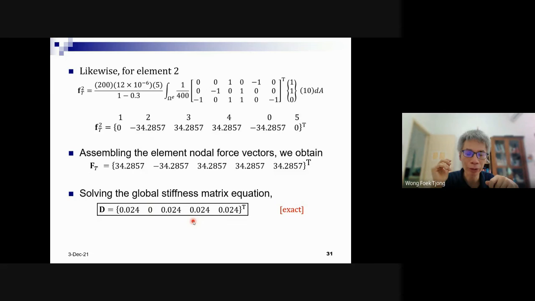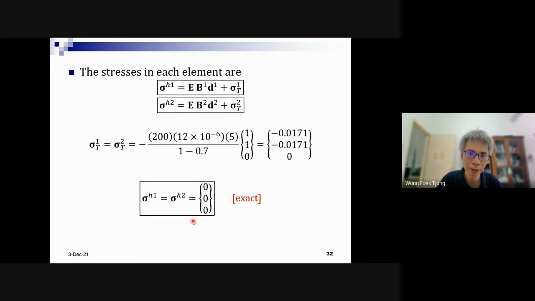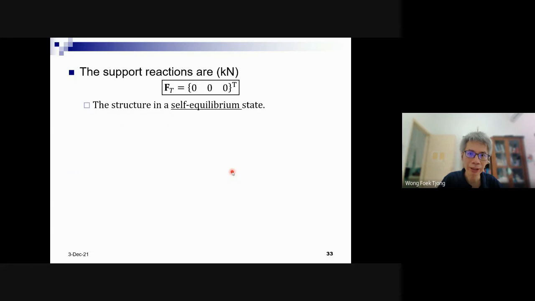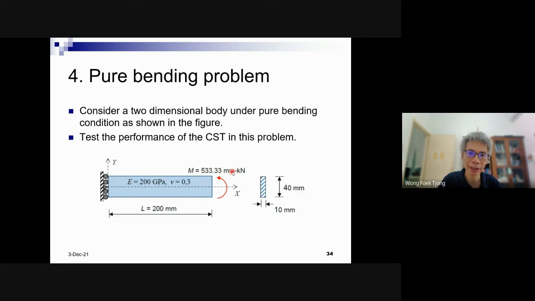perfectly. So we can conclude that CST works perfectly for pure tension, pure shear, and temperature change, uniform temperature change. Okay, so this is the result, and zero stress also. We can calculate the stress from here. Any questions so far? And self equilibrium also. Okay, any questions so far? No?